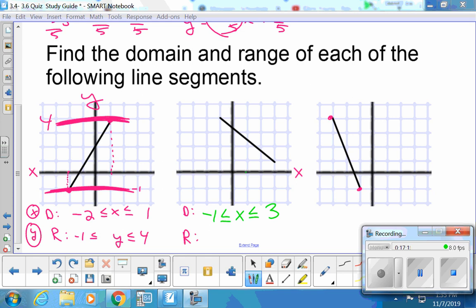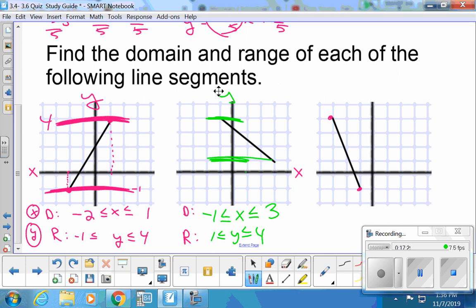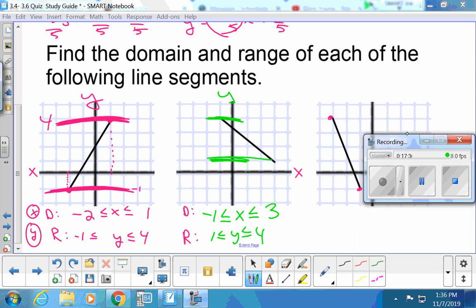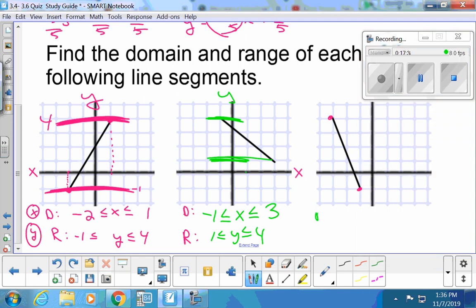Let's do the range. So we're looking at the y-axis. This is as high as it gets, and this is as low as it gets. So I'm not sure if my paper matches yours, but I'm thinking that's from 1 to 4. Is that what it looks like on your paper? Sure. 1 to 4? All right, and finally, and we'll be done in time, domain and range for our final one.